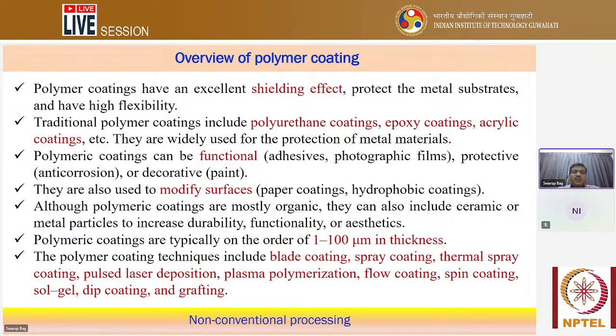In general, coating thicknesses can vary from 1 micrometer to 100 micrometers, depending upon the application or the requirement. There are several techniques to perform polymer coating over a surface. That can be blade coating, spray coating, thermal spray coating, pulsed laser deposition, plasma polymerization, flow coating, spin coating, sol-gel dip coating, and grafting. These are the different techniques by which we can create a polymer coating over the surface.